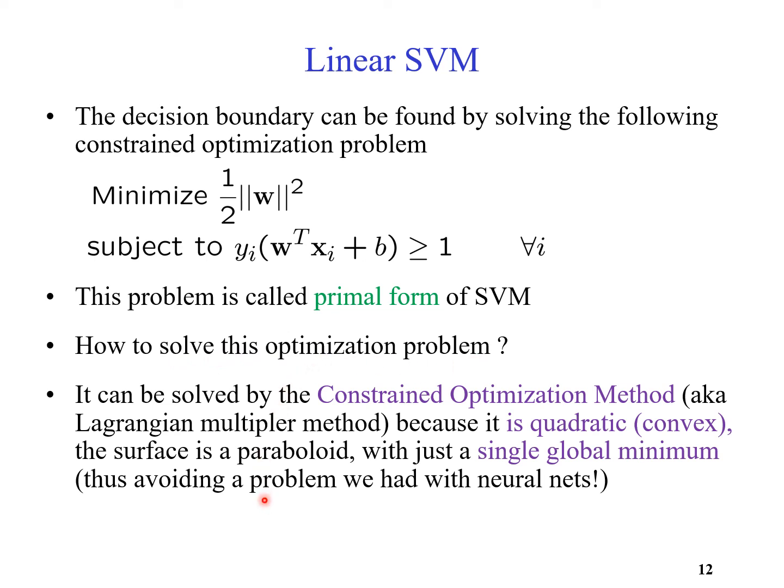When we solve this SVM problem, the technique we use is called the constraint optimization method, sometimes called the Lagrangian multiplier method. So we're going to use this method to solve this problem. What is the constraint optimization method? I'm going to explain it in the next slide and a few more.